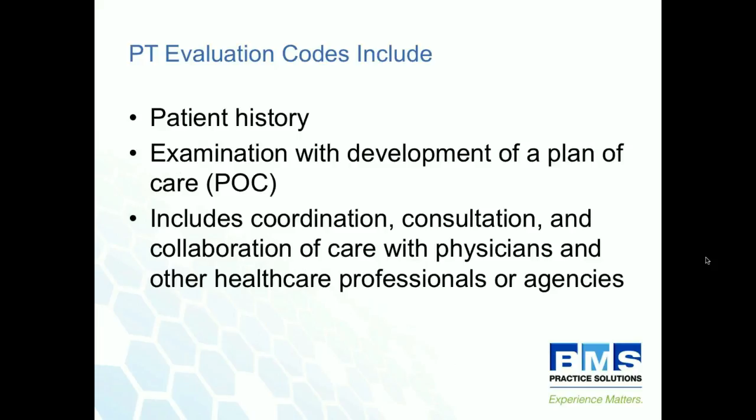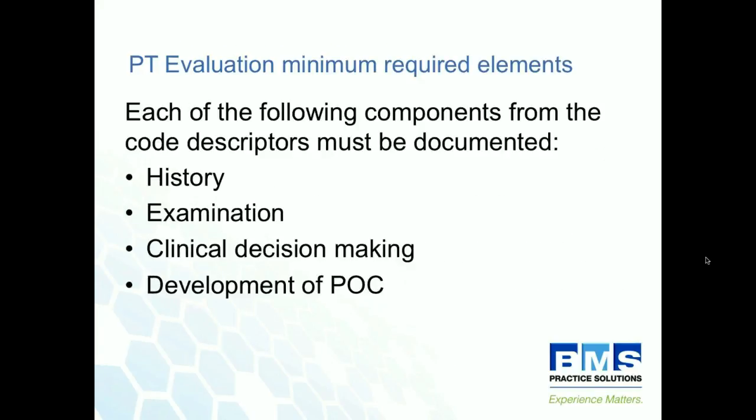So the major elements that are included in the PT evaluation codes are the patient history, the examination with the development of the plan of care, and coordination, consultation, and collaboration of care with physicians and other healthcare professionals or agencies. So the PT evaluation minimum required elements that must be documented are the patient history, the examination itself, the clinical decision-making around the intervention plan that you're putting together, and your assessment of the severity of the patient's condition. And then finally, this is all summed up in the plan of care. So those are all required elements of the evaluation.